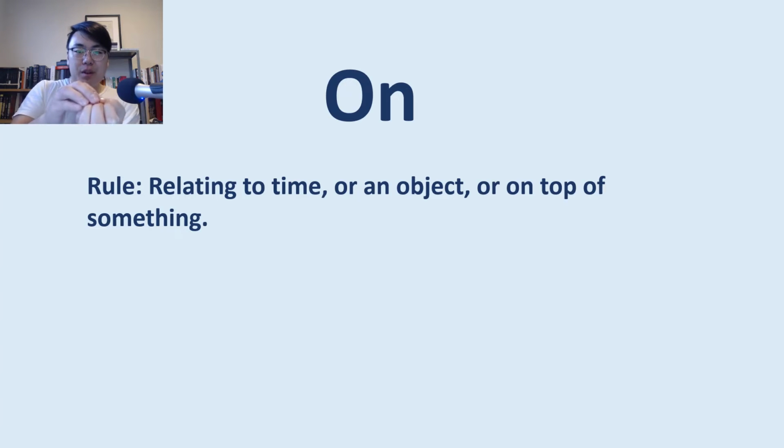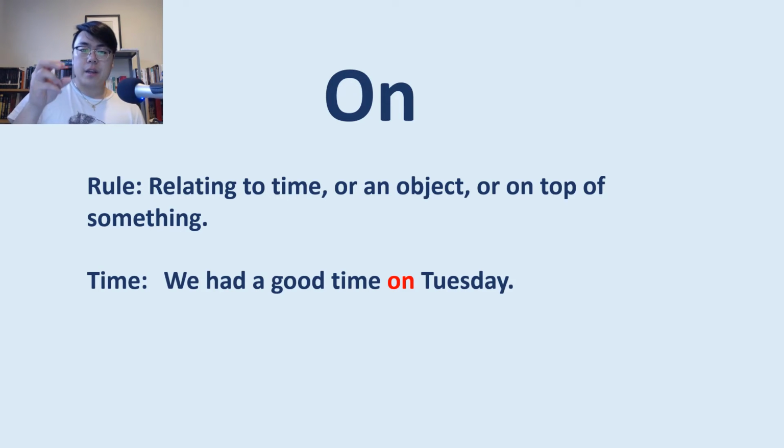With "on," you might think that we only use it when you have a thing and then there's something on top of it, but there's a couple of different other places we can use it as well. You can use it for relation to time. You can use it when you are relating to a general kind of object. I'll show you an example. So with time, you could say, we had a good time on Tuesday. So we wouldn't say "at," because in this case, we're talking about the past. When you use "at," it would be more of a present tense usage.